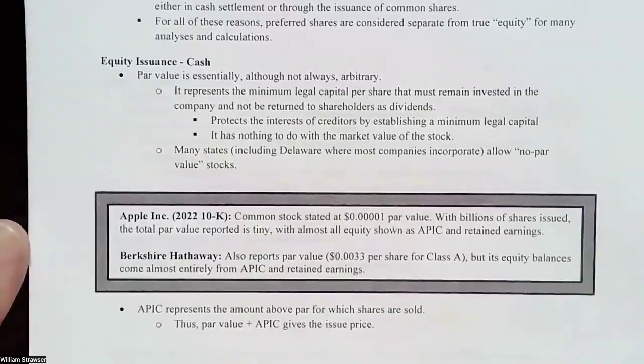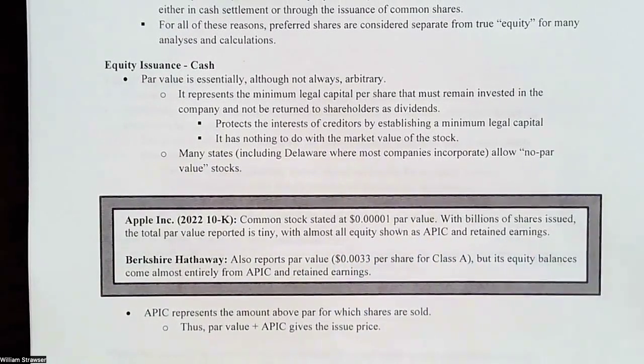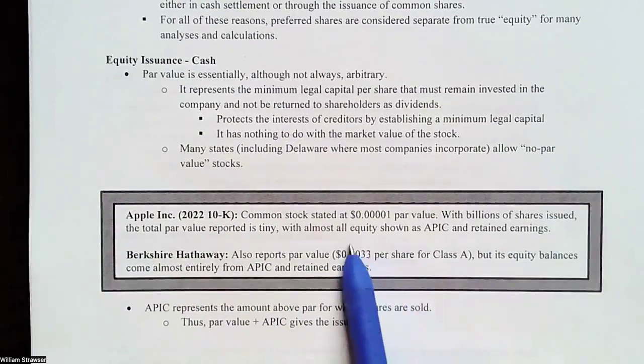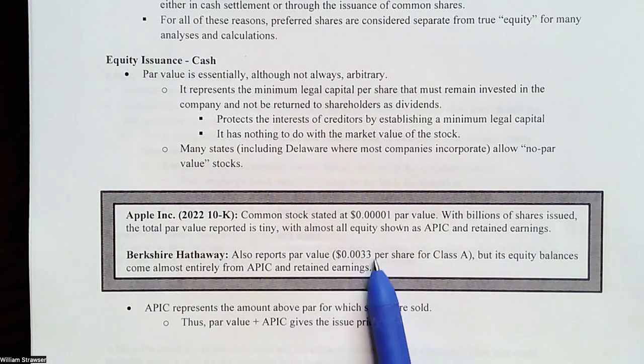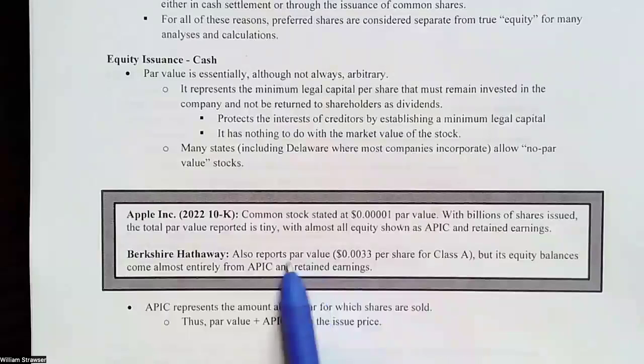And so with the billions of shares that Apple has, there's a tiny sliver of common stock that would be credited to common stock. But almost all of the equity is shown as APIC and retained earnings. Berkshire Hathaway, also with a stock that is trading well above a third of a cent, right? For its Class A stock, its equity balances again almost come entirely from APIC and retained earnings.